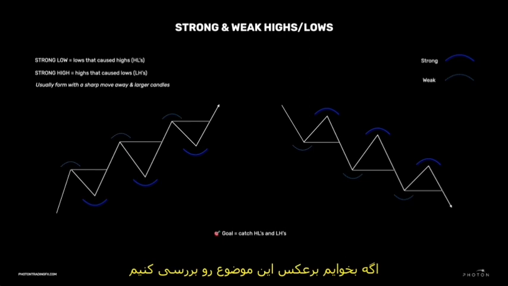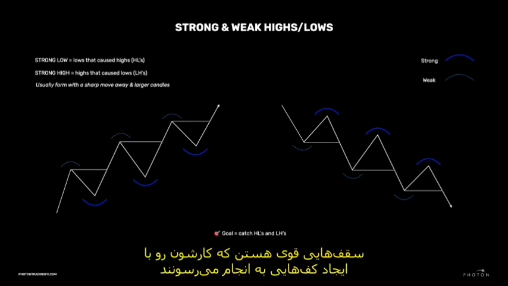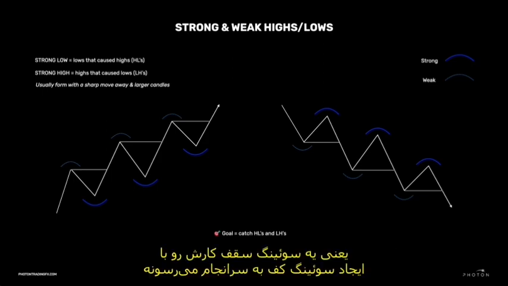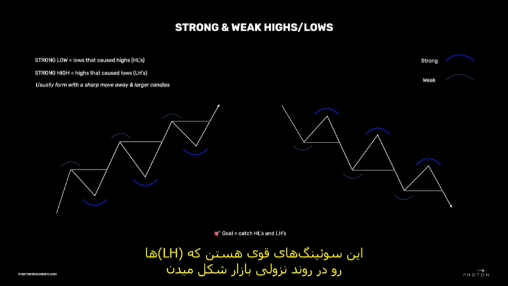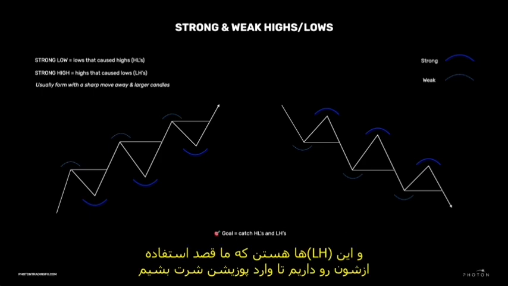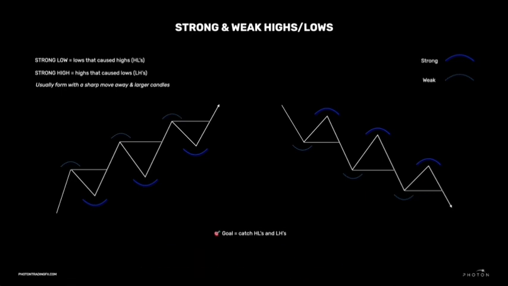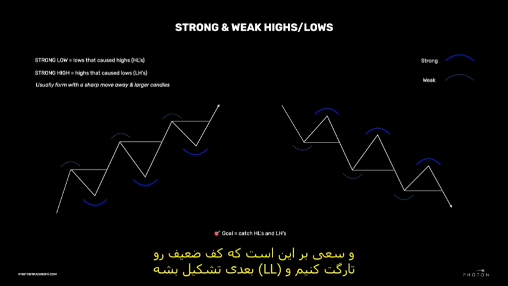Obviously the exact opposite of that is a strong high, and these are highs that did their job by causing lows. So if a swing high does its job by taking out a swing low, then we can assume that is a strong high, and that high will be protected. These strong swing highs are what make up the lower highs in a bearish trending market. And it is those lower highs that we are trying to catch and position ourselves short to capitalize on that next bearish leg. And we're trying to target price to take out that weak low to make the next lower low.